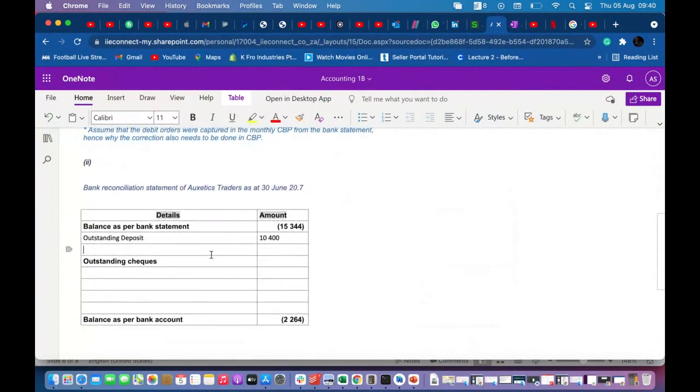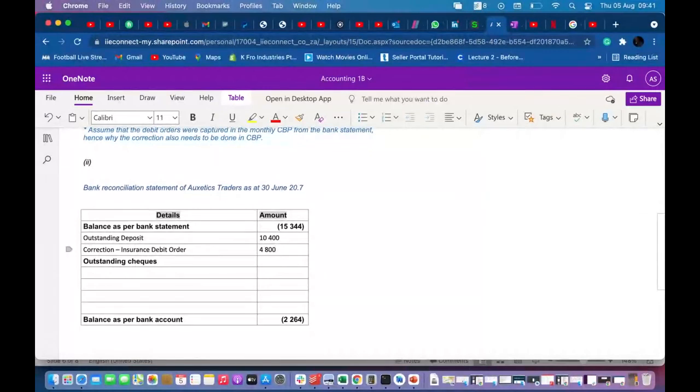Awesome stuff. Then we have the correction of overpayment of debit order. I just put insurance debit order, and that was for 4,800. Okay, cool. Let's see, is there anything else? So we've dealt with 2.8 and 2.6.